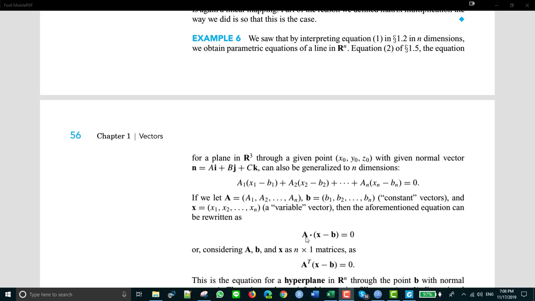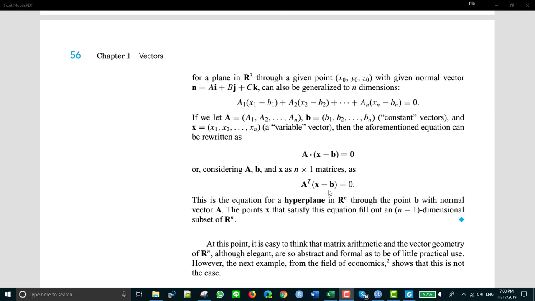Now recall that this is a vector, but we can treat it as a matrix. And if we take its transpose, we can rewrite this as this equation here, where x and b are also matrices instead of vectors. So we can call this the equation for a hyperplane in Rn through the point B, with normal vector A. So this would be the n dot that we saw before.